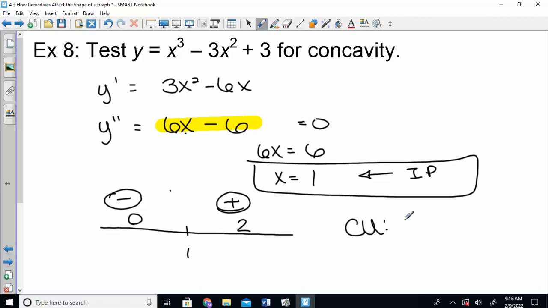So where is this graph concave up? From 1 to infinity. Where is it concave down? Negative infinity to 1. So you're finding out where the second derivative is positive or negative.